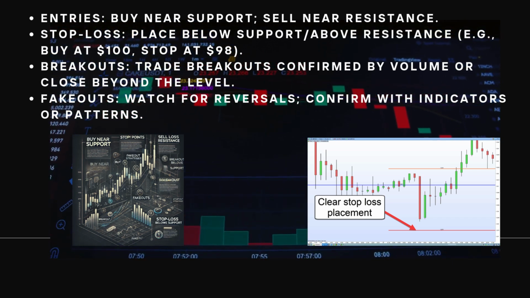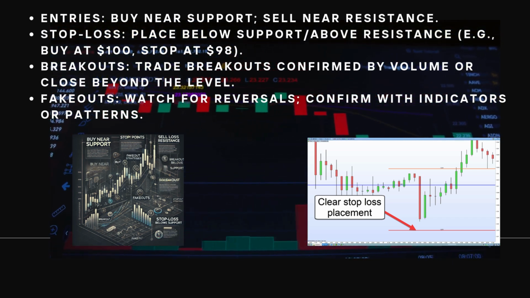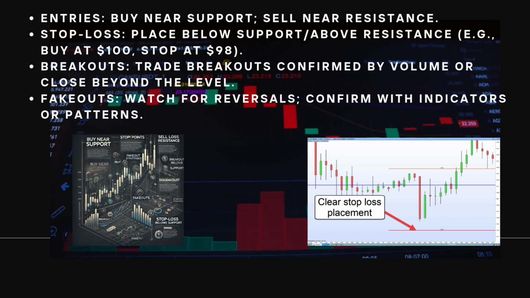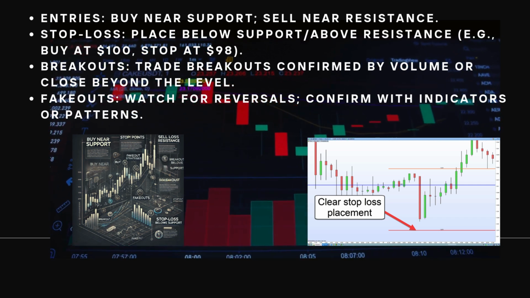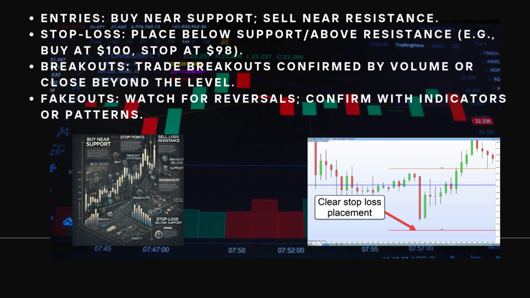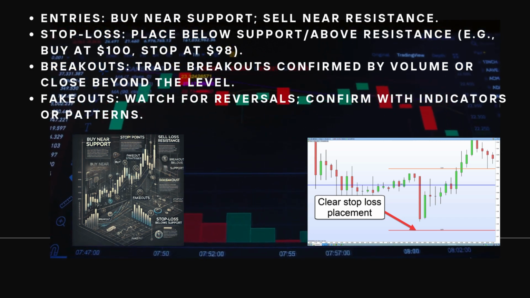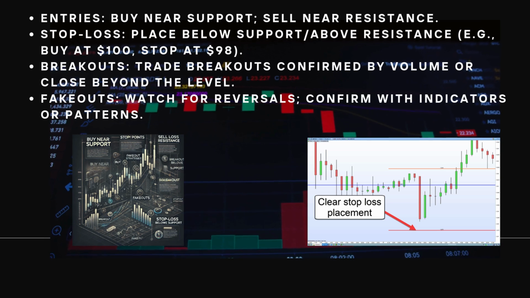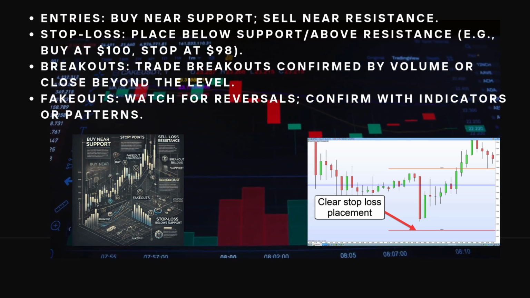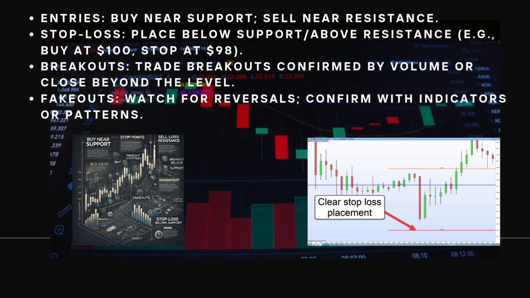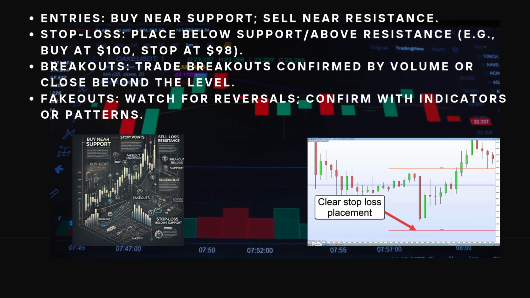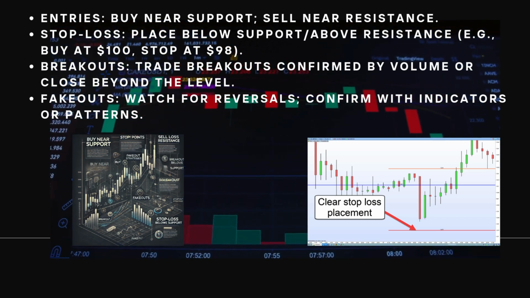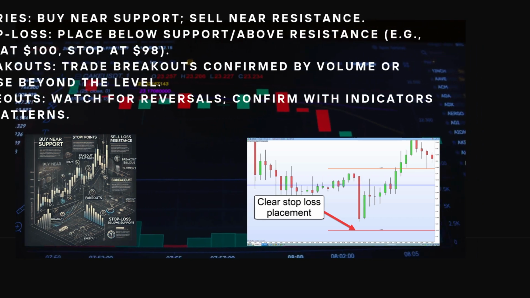Breakout strategies. A breakout occurs when price moves decisively above resistance or below support. Confirm the breakout with high volume or a closing price beyond the level. Trade in the direction of the breakout. Fakeouts. Watch for false breakouts, where price temporarily breaches support or resistance but quickly reverses. Use additional tools like candlestick patterns or indicators to confirm the move.